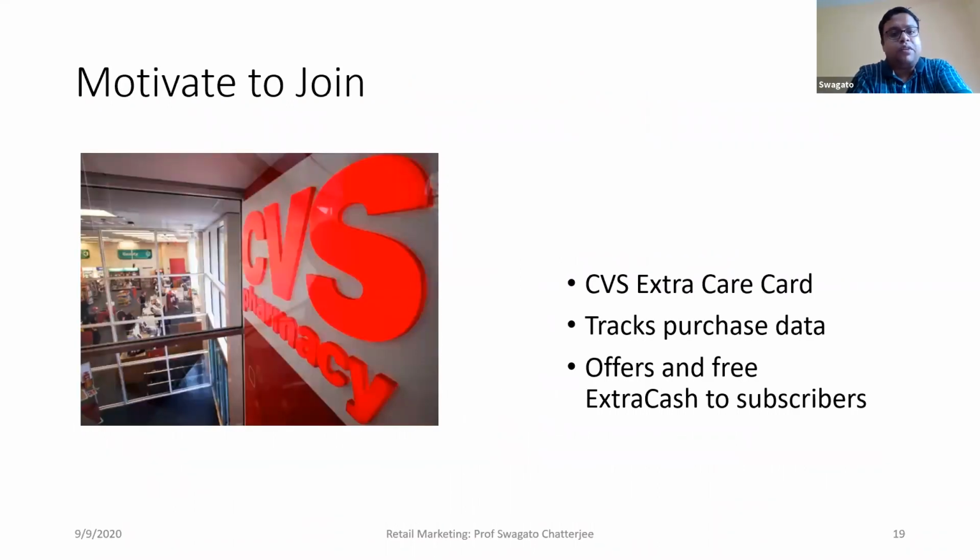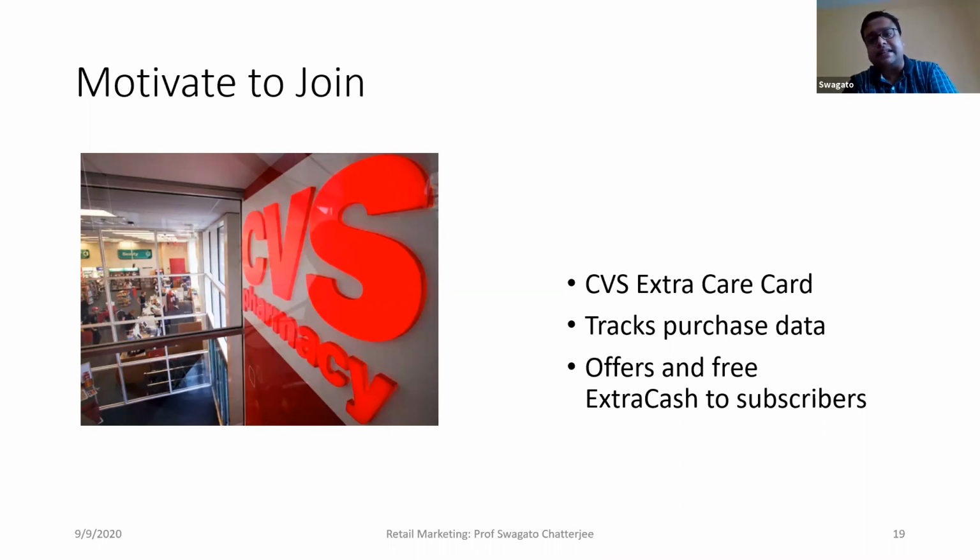Then what is the motivation to join? Why will a customer join your loyalty program? That is also a huge challenge. So you have to create certain things, like acquiring customers for your retail store. You have to acquire customers for the program itself.